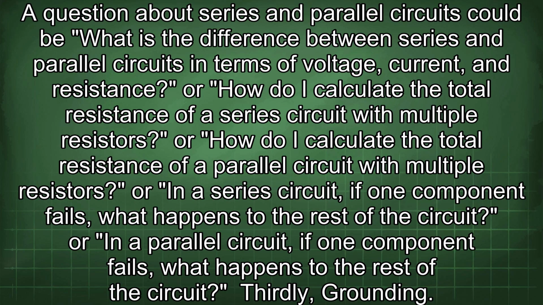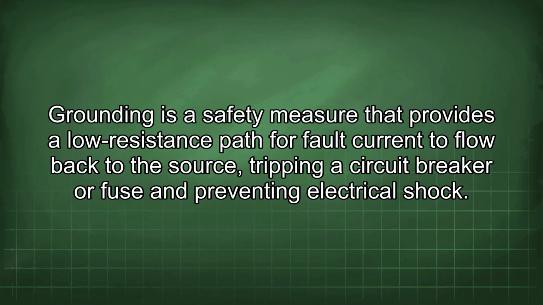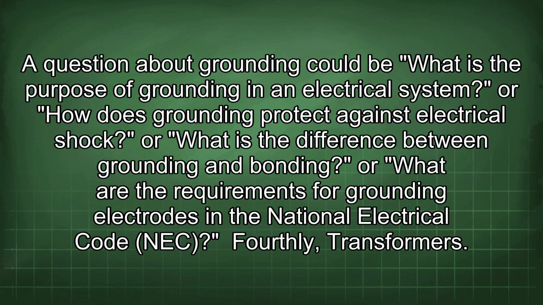Thirdly, grounding. Grounding is a safety measure that provides a low resistance path for fault current to flow back to the source, tripping a circuit breaker or fuse and preventing electrical shock. A question about grounding could be, what is the purpose of grounding in an electrical system? Or how does grounding protect against electrical shock?